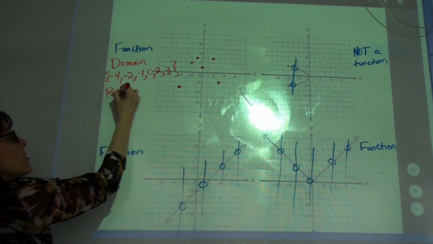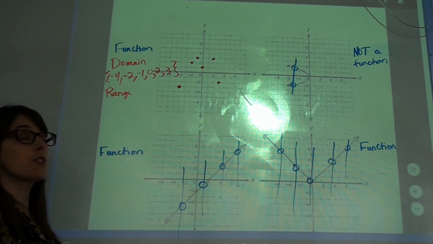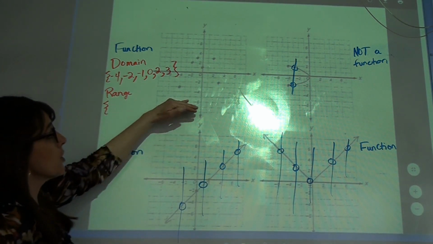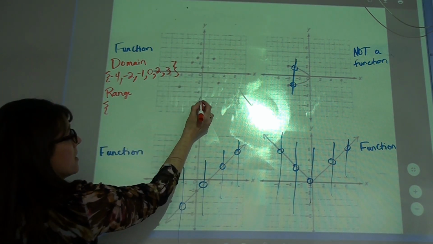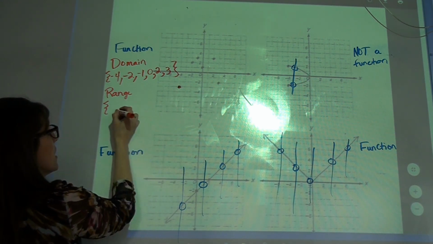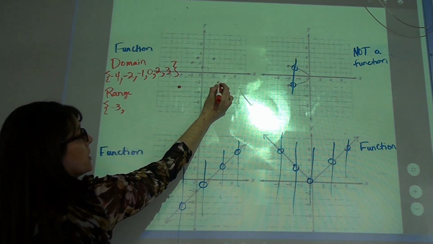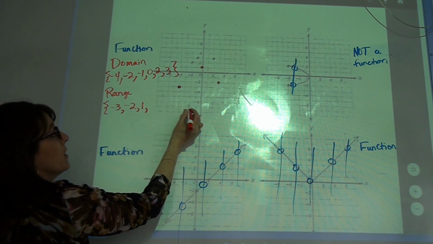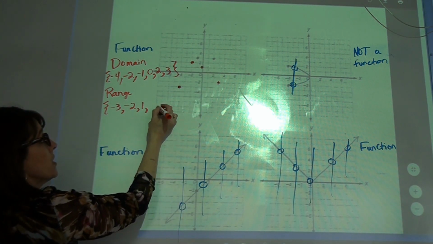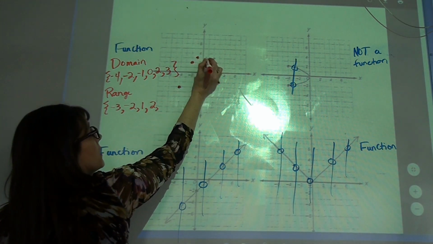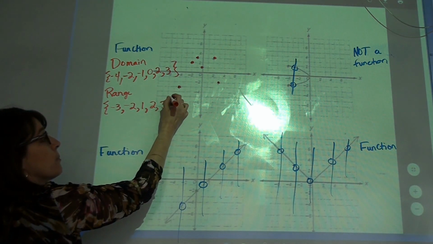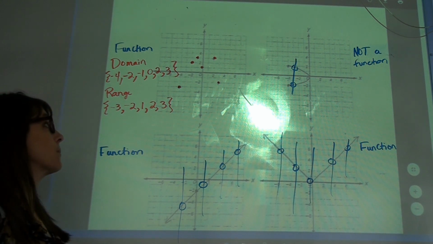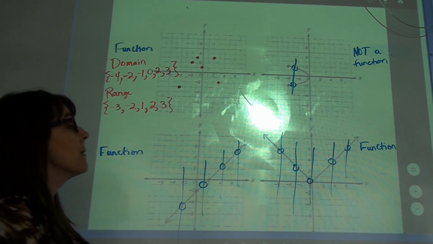Now for the range, same idea. I'm going to go from smallest to largest, but this time I'm going to take a look at the y values. So starting down here, going up my y-axis, this point its y-coordinate is -3. This point its y-coordinate is -2. This point its y-coordinate is 1. This point its y-coordinate is 2. This point and this point have the same y-coordinate, but like we said before, we don't need to list it twice, just list the fact that it shows up. And so I'm only going to list that 3 once.